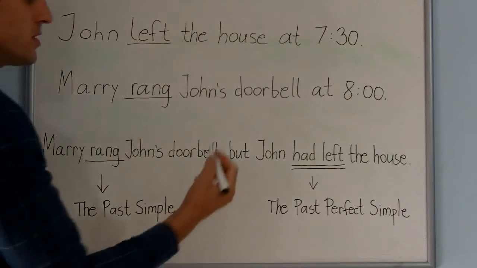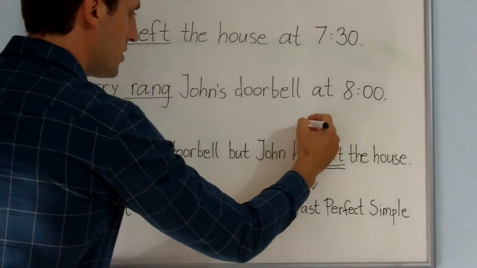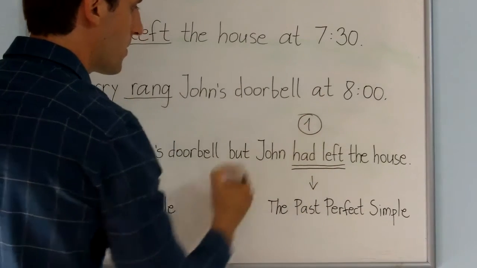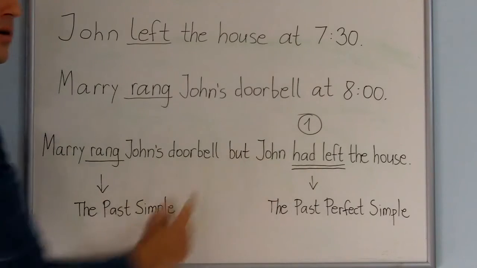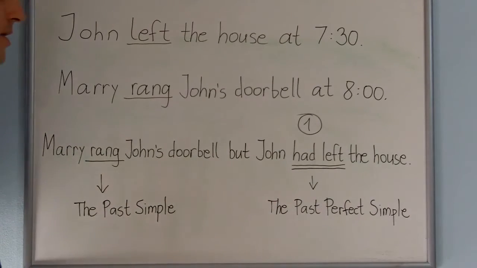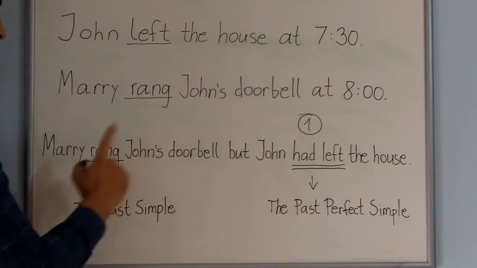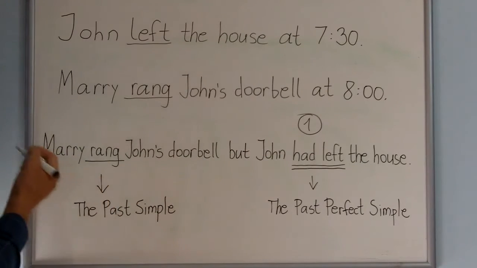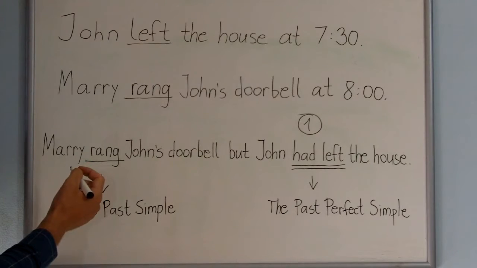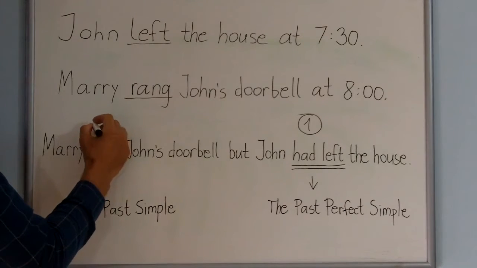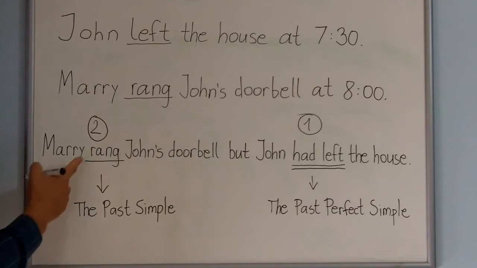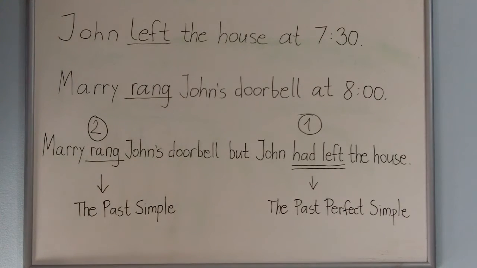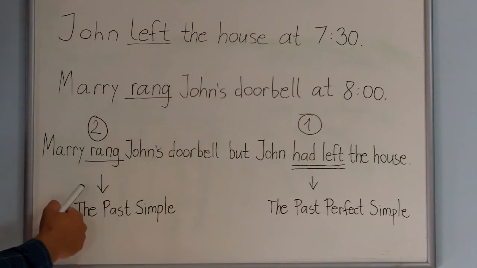Since this is the first action, we'll place number 1 here. This action, had left, happened earlier in the past. It happened before this action. Mary rang John's doorbell. We'll place number 2 here because this is the second action in the past. Here we use the past simple verb form, rang.